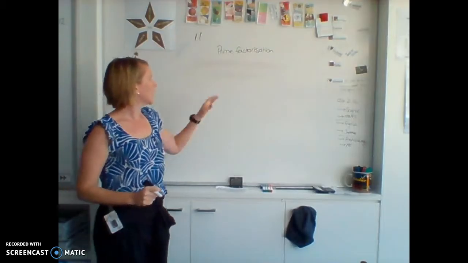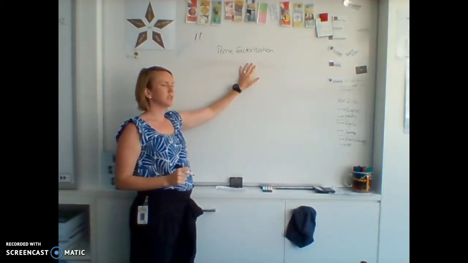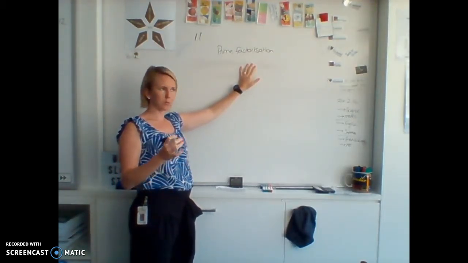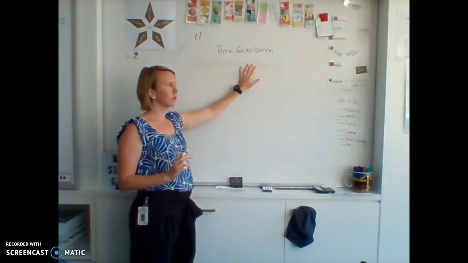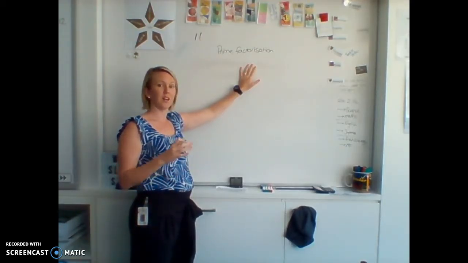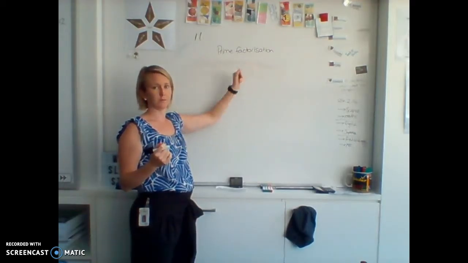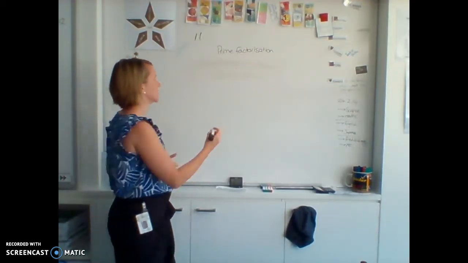What we are doing with prime factorisation is that we're being given a number and we need to break that number down so that all of the factors that we have at the end are actually prime numbers themselves. Okay? So say if I gave you the number 60.